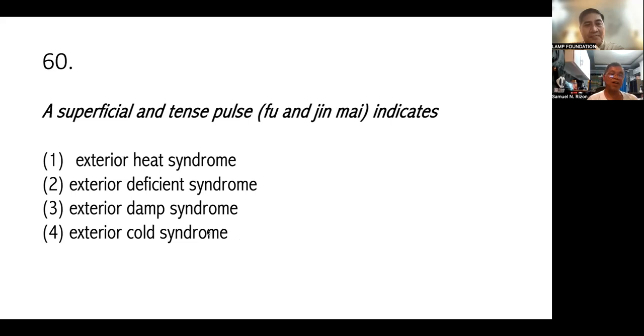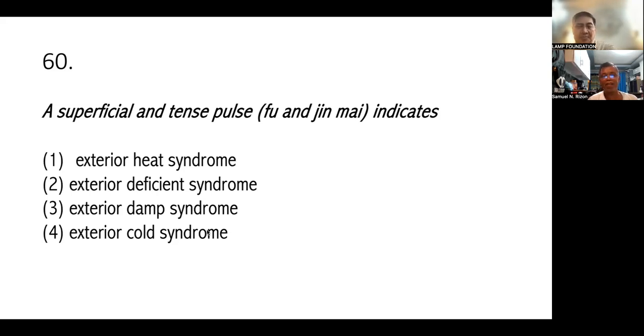A superficial and tense pulse, oh, this is exterior. So superficial and tense pulse, we can expect exterior heat syndrome, or tinatawag po natin na floating rapid ang pulse. So hindi siya superficial and tense. What do you expect sa exterior heat syndrome? What type of pulse? Superficial and rapid. So the exterior deficient syndrome, hindi rin po yan. So exterior dampness syndrome, hindi rin. Pag may dampness siya, it could be something like cold or floating tight.